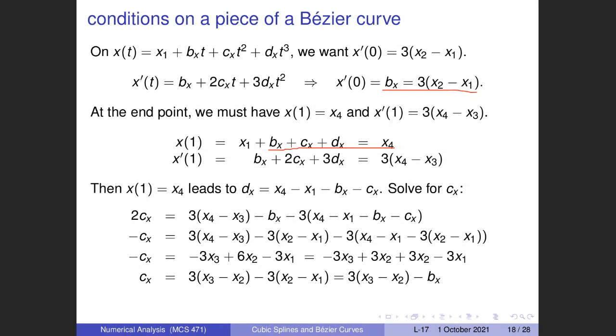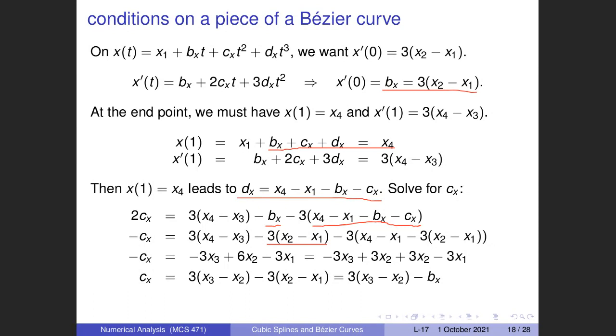So this equation, the last one that I underlined, is actually writing dx as x4 minus x1 minus bx minus cx. So one can see now that we have eliminated dx from this. Here, I wrote it here as well. So the bx is eliminated as well. And then we have one expression in the x coordinates that allows us to derive the expression for Cx.